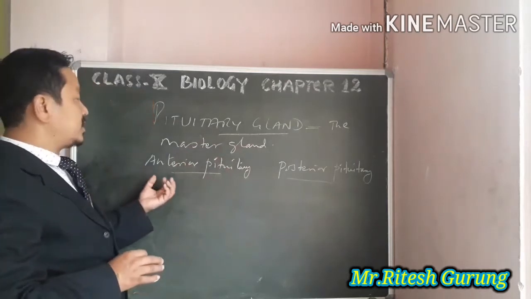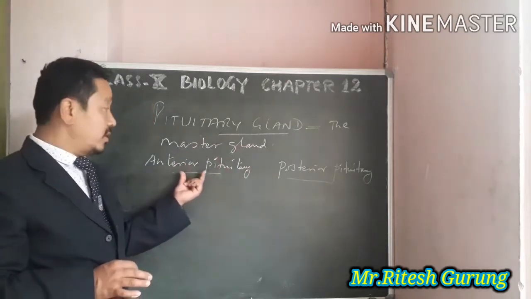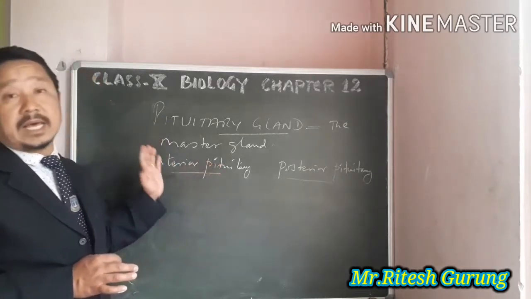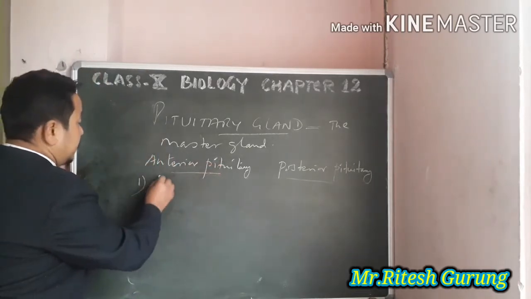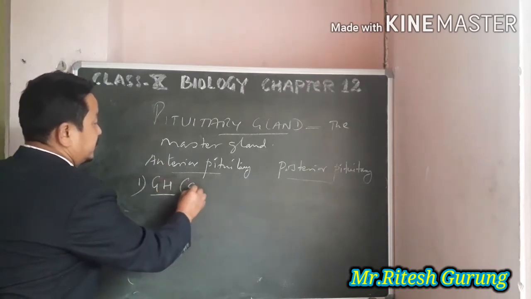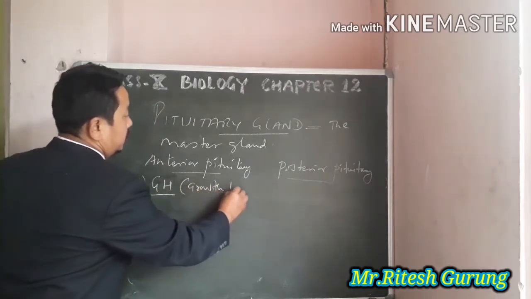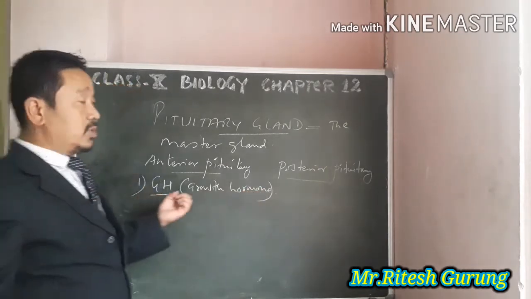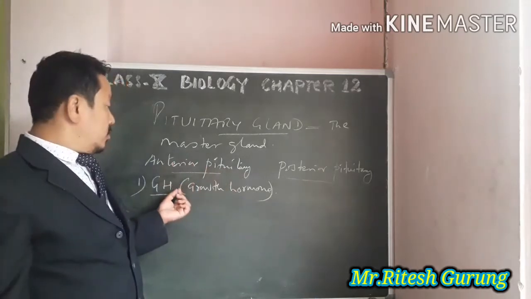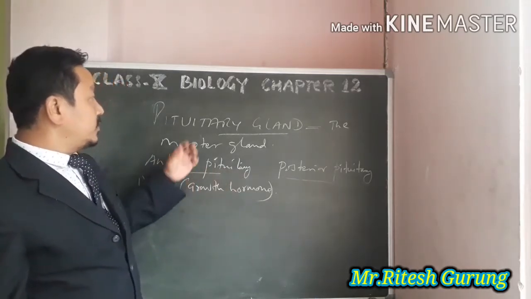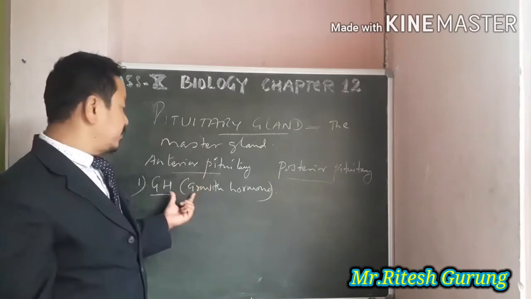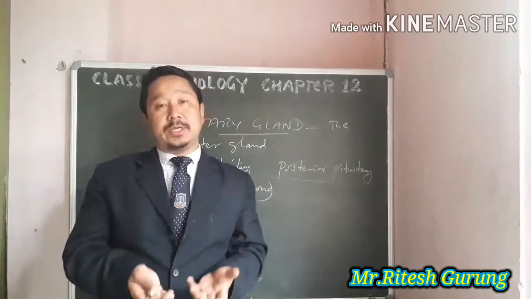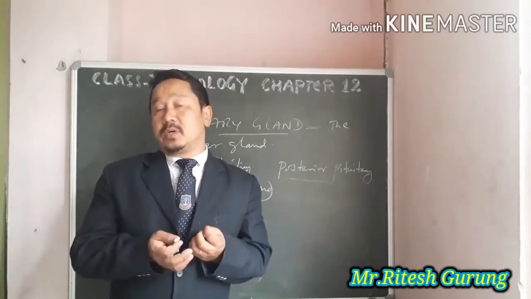So first, let's talk about the hormones secreted from the anterior pituitary gland. Number one, it produces GH, which means growth hormone. This hormone, secreted from the anterior pituitary gland, stimulates the growth of the body.